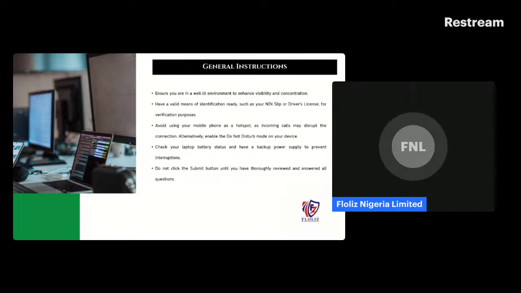You also need to check your laptop battery and also be in an environment where you have a backup power supply so that your laptop does not fail you. And if you're using a desktop, you also need to have a form of power that will give you uninterrupted supply so you don't have to start again when the system goes down. And don't click on the submit button until you have thoroughly reviewed and answered all the questions.